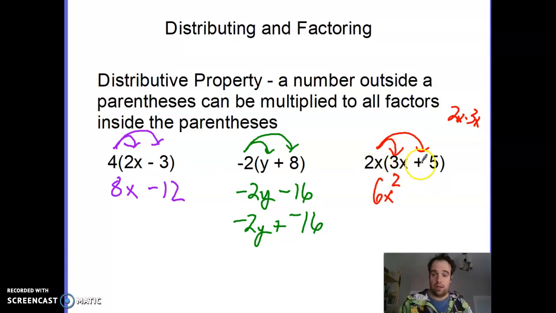And then 2x times +5 is +10x. Since there's no x there, I wouldn't make an x squared. That wouldn't make a whole lot of sense. Again, for all these, I check to see if I can combine any like terms. I can't, so therefore I move on. That's distribution in a nutshell.